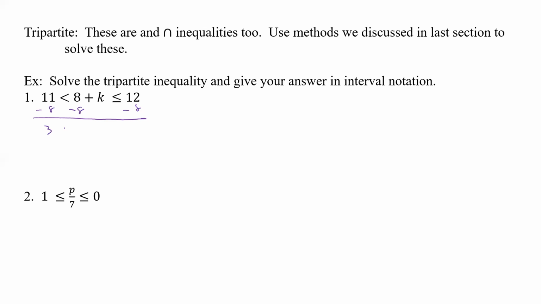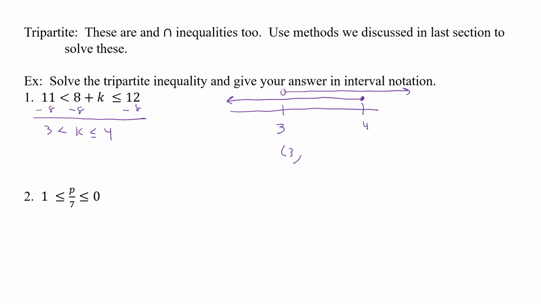So here we have 3 is less than k is less than or equal to 4. Again, if we draw this, here we have a 4, here we have a 3. k is greater than 3, so we have an open circle, and k is less than or equal to 4. The intersection isn't going to include both of them, because we have to have "and" both. So this is going to be a parenthesis 3. Now this one's included in both, so we have the 4, and that would be our solution.